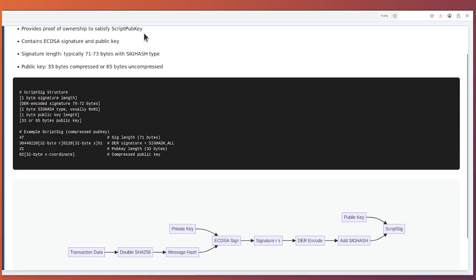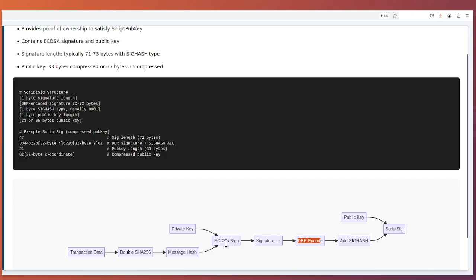A P2PKH ScriptSig contains exactly 2 elements, a signature and a public key, in that order. The signature is an ECDSA digital signature created by signing the transaction hash with the private key corresponding to the public key hash in the ScriptPubKey. This signature is typically 71 to 73 bytes long, though the exact length can vary slightly. The signature includes a signature hash type byte at the end. This is usually SIGHASH_ALL, which is 0x01, indicating that the signature covers all inputs and outputs of the transaction.